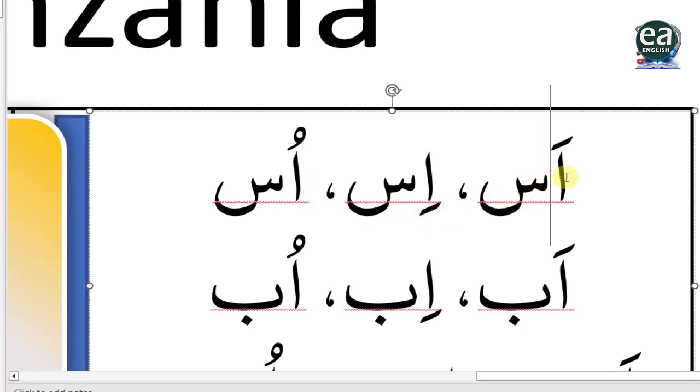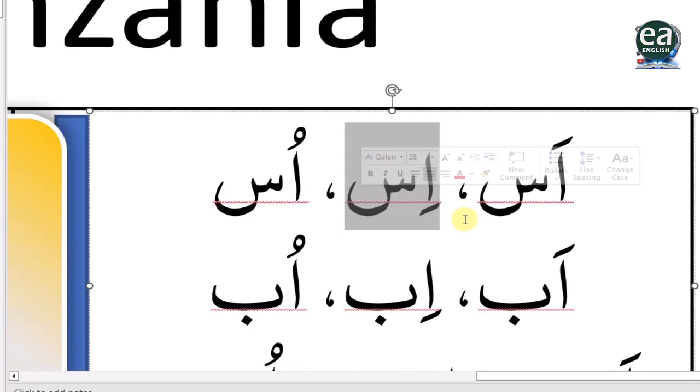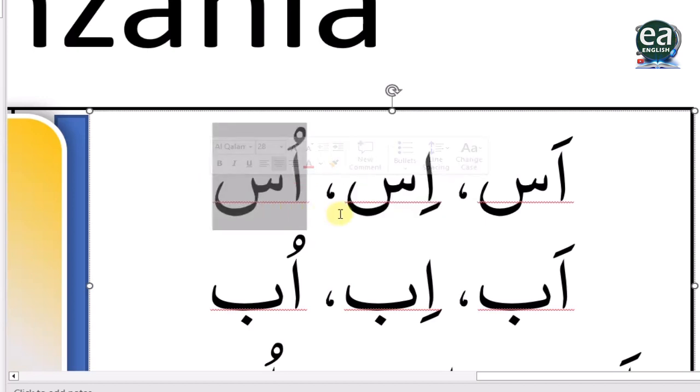But I'm going to tell you the meaning of this word. If there is ALIF ZABAR SIN AS, there is no meaning of the word. But IS means this. If there is ALIF PESH SIN US, it means that. Like, IS JAGAH PAR, at this place. US JAGAH PAR, at that place.